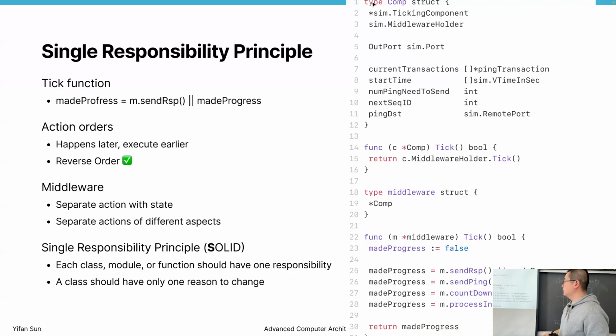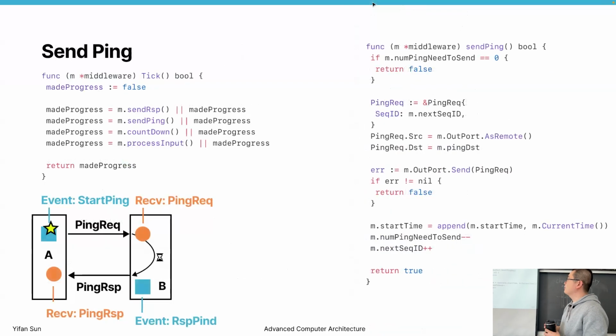Then let's go to sendPing, how we implement sendPing. I'll go through this part really quick and only highlight the important part. So this is how we implement the sendPing method. The sendPing is part of the tick, right?